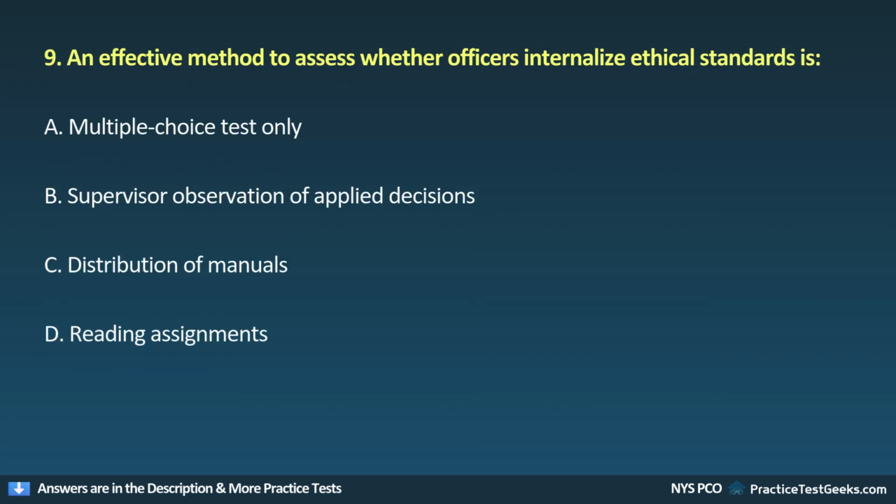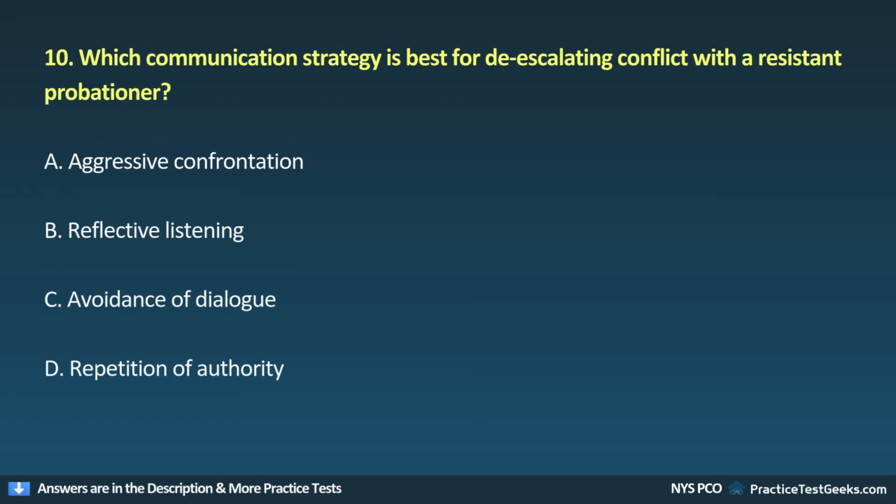9. An effective method to assess whether officers internalize ethical standards is: A. Multiple choice test only. B. Supervisor observation of applied decisions. C. Distribution of manuals. D. Reading assignments.